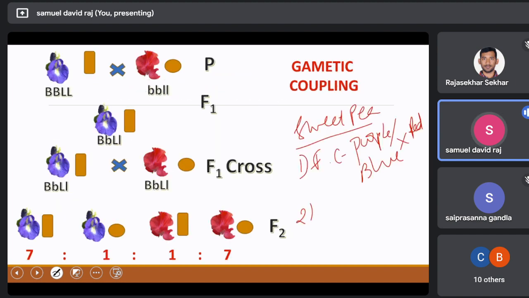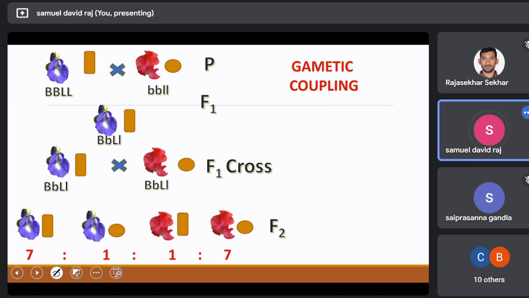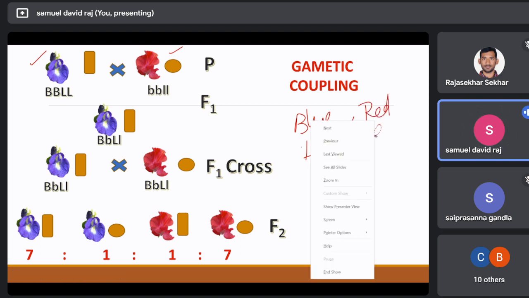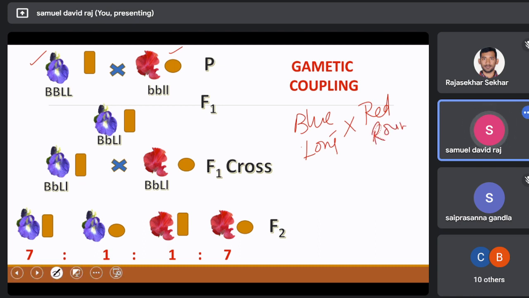Okay. Now they have crossed two plants differing in these two pairs of characters, hence we call it a dihybrid cross. One is having blue flowers and long pollen. The other is having red flowers and round pollen.